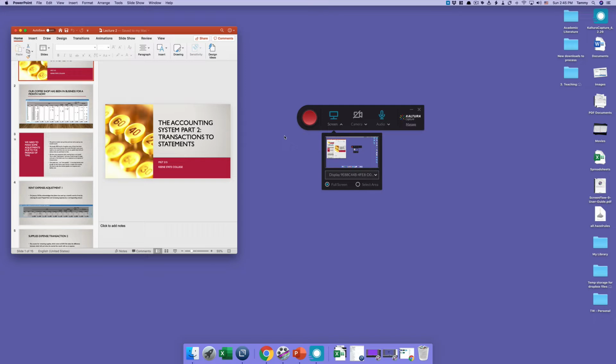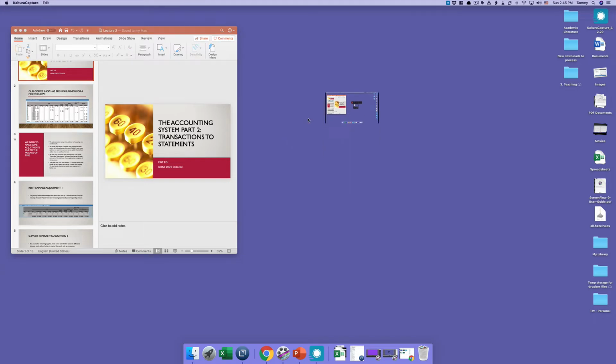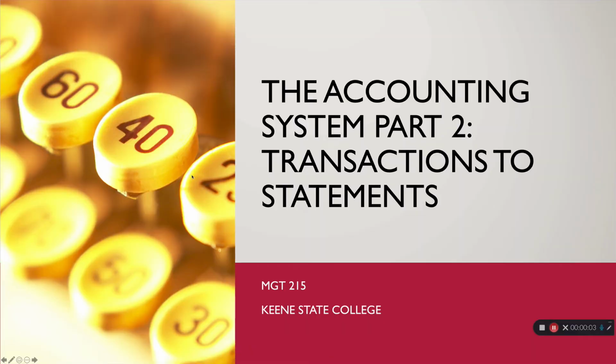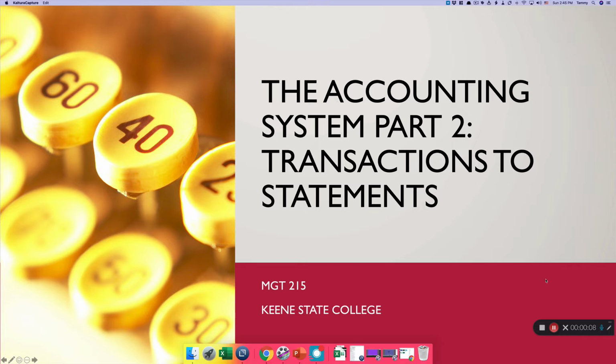So to get the Kaltura to start recording, you hit the red play button. It gives you a countdown. Then you can start recording this full screen. Now, down here is the start-stop button for Kaltura, right? If you hit the red button here, it pauses. If you hit the white button here, it stops altogether.